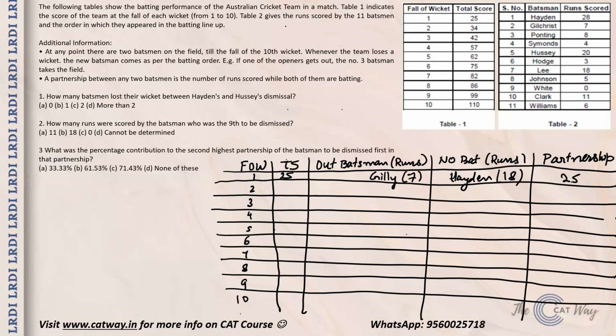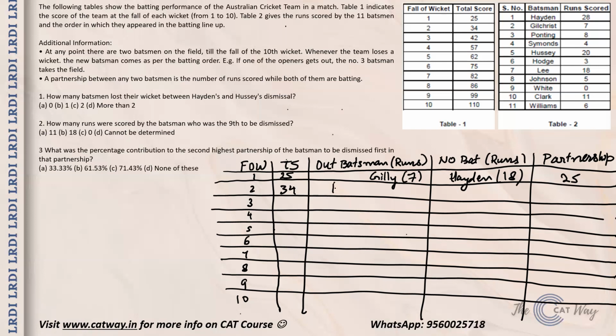Okay. Now the second wicket fell on 34 runs, right? Let's say, is it possible that Hayden got out at 34? It is not possible. Why is it not possible? You see, because Hayden has to score 28 runs. Gilchrist already scored 7 runs. That means when Hayden got out, the minimum total of this team should have been 35, right? But the total is currently only 34. Okay, so it cannot be Hayden who got out.